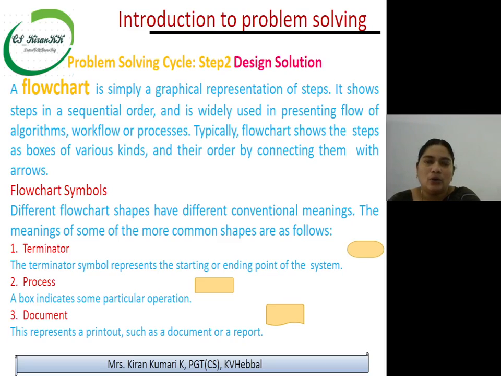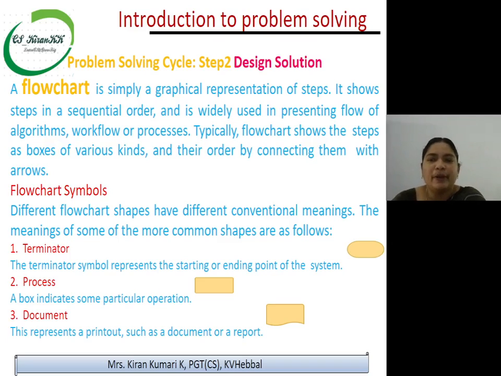And how do we know that from here the process is going to the next step, which step it is going to? These are represented using different symbols. For a terminator, whenever there is a start symbol, the starting or ending of the process, we use an oval or elliptical shape. For a process, whenever there is some calculation or some statement or expression you are writing, we use a rectangular box.